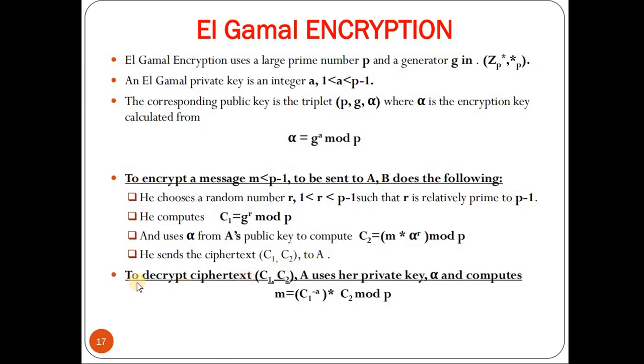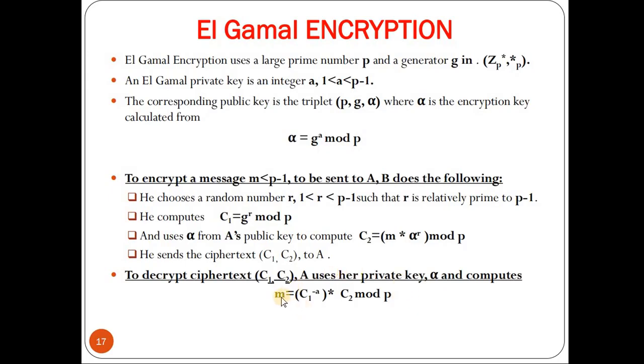On receiving this, A decrypts the ciphertext. A uses its private key a and computes the following. To get the message, it computes C1, which is part of the ciphertext, to the power minus a, that is the private key of A, times C2 mod p.